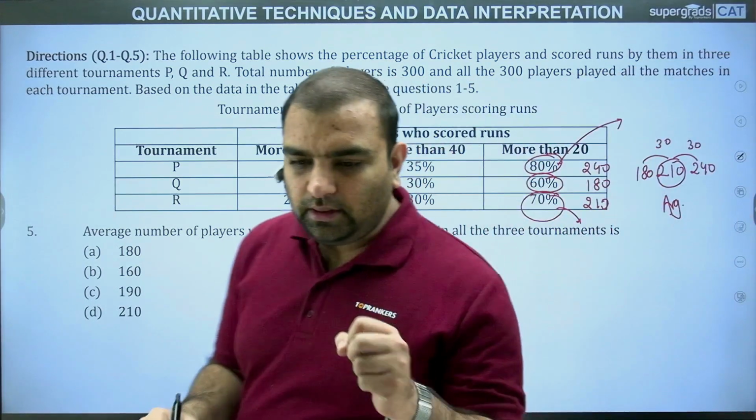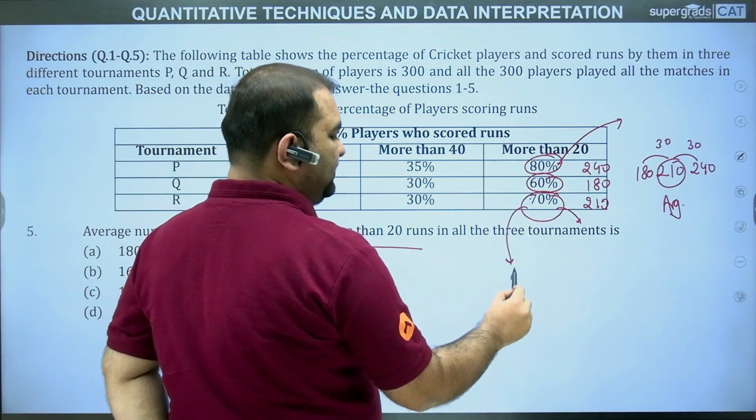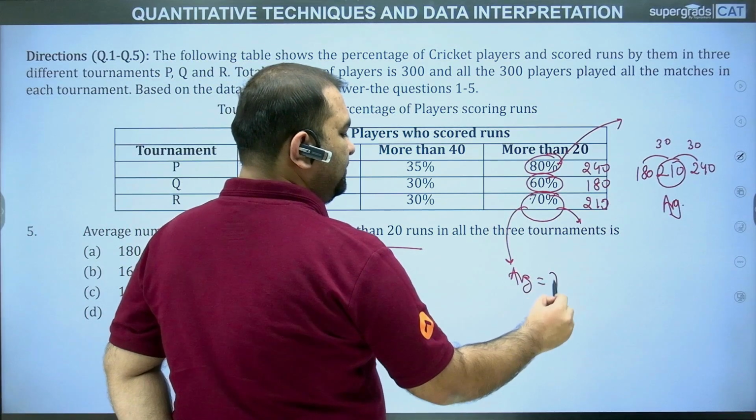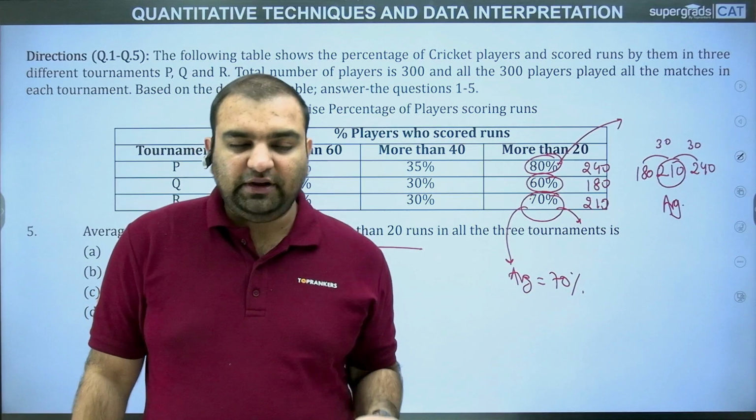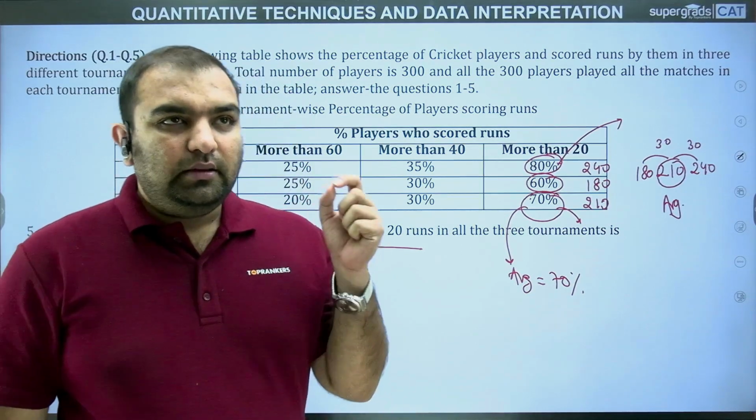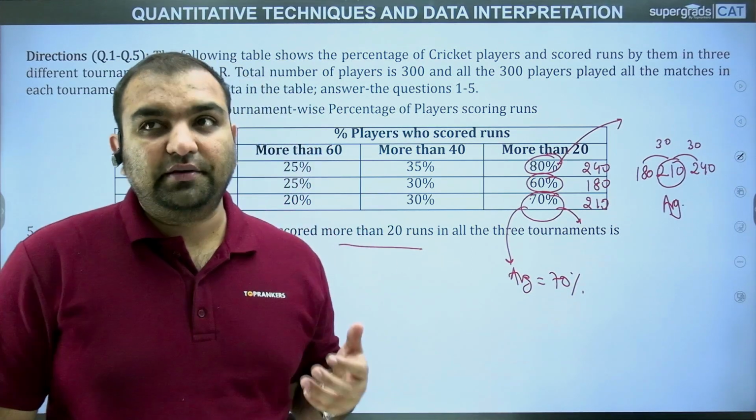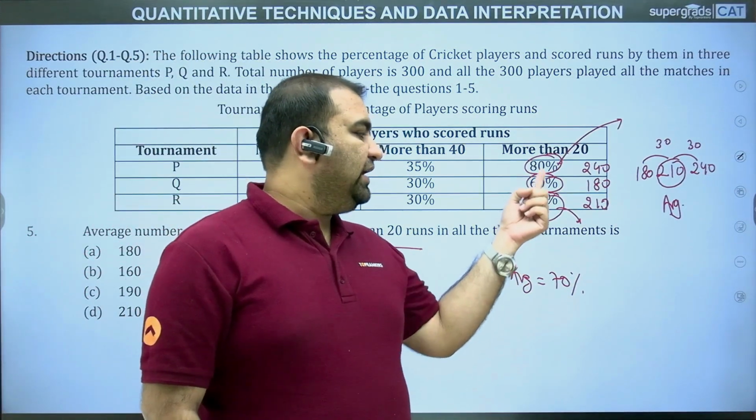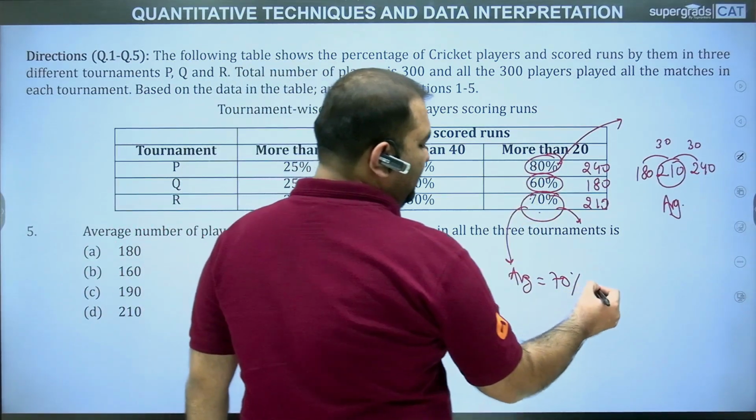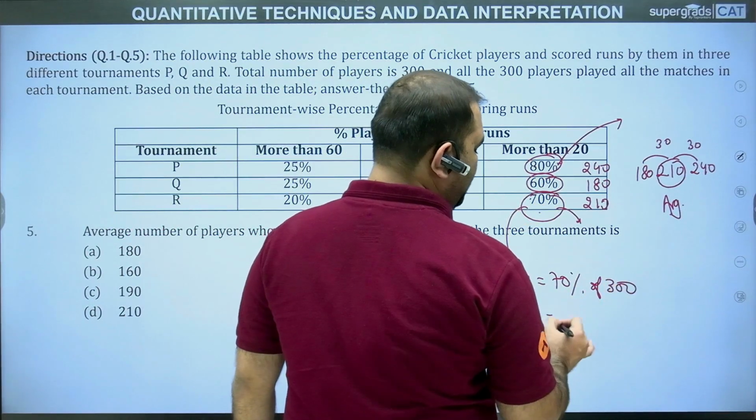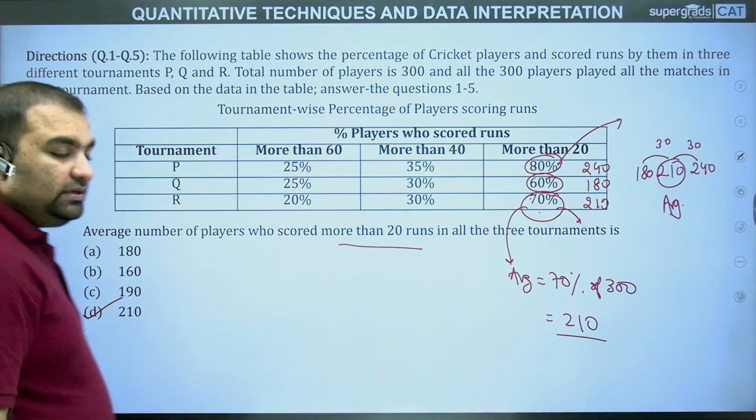What would be another way of doing it? The average of 60, 70, and 80 is 70%, only because we are calculating these percentages of the same value, that is 300, 300, 300. So why not calculate the average originally, which is 70%, and then calculate 70% of 300, which is 210. Let's move on.